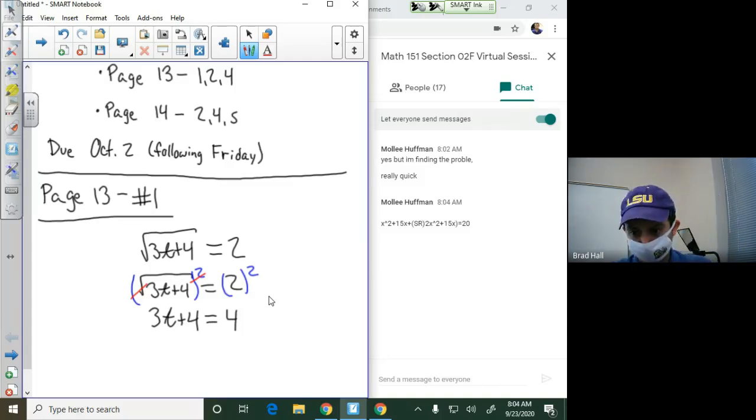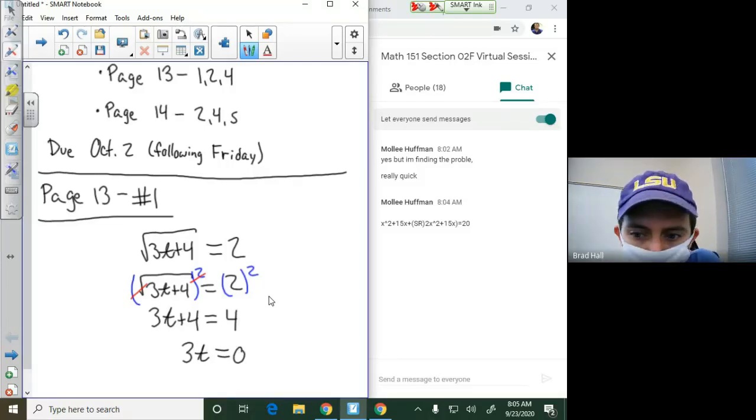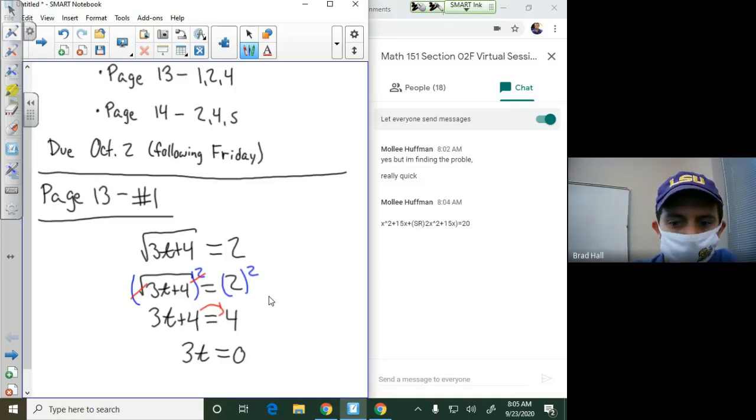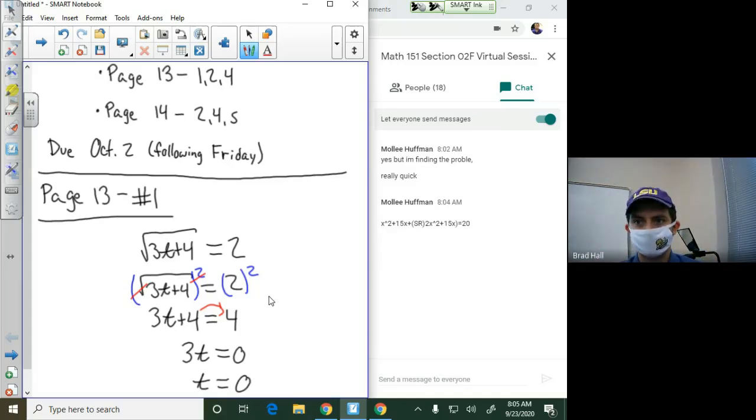So from here, we just go ahead and combine like terms. The 4's go together to give us 0. So if you move this 4 over here, 4 minus 4 is 0. And so we get that t is 0 after we divide 3 on both sides.